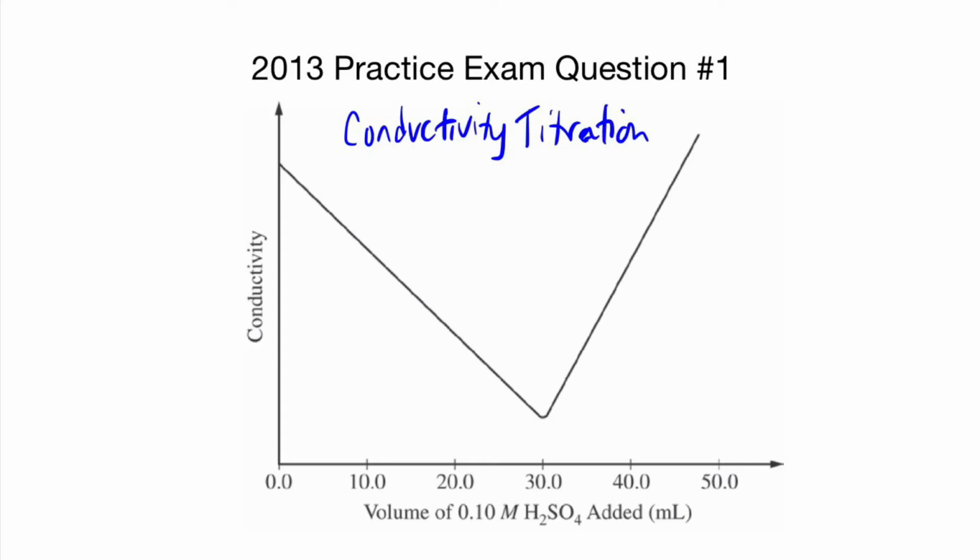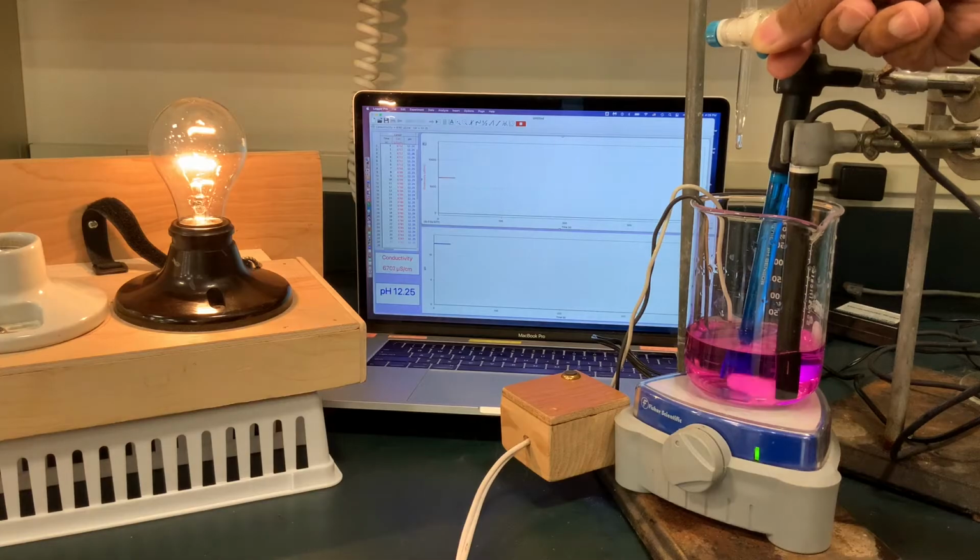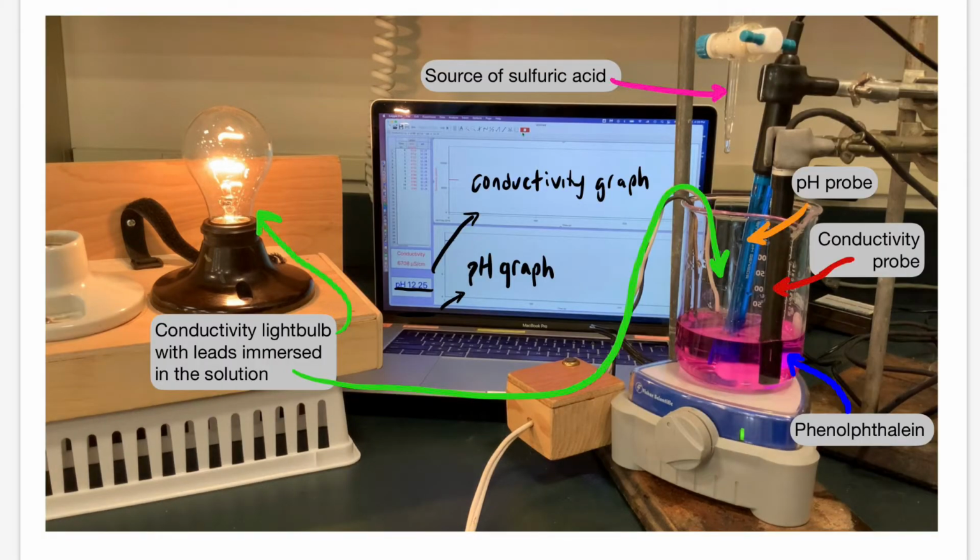Let's take a closer look at the 2013 practice exam question. Number 1, a conductivity titration, where there will be barium hydroxide in the beaker and sulfuric acid will be dropped in. Pause the video to take a look at the complete setup.